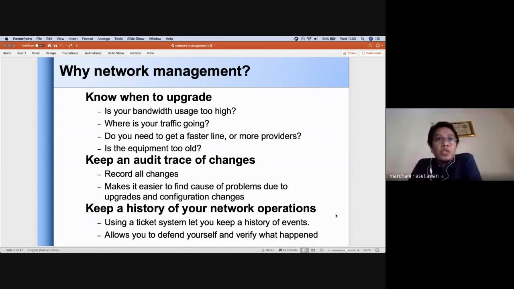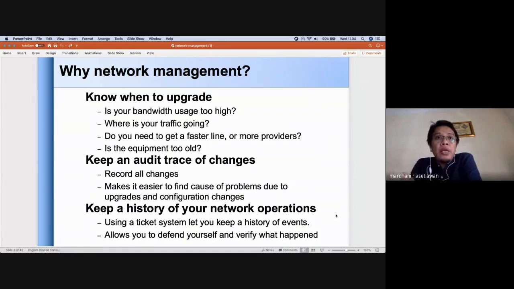And then this is a very important thing: keep an audit trace of changes. Yeah. So in network management, we need to record all changes, even those that happen in the architecture and topology. We also need to track changes in the IP address and so on. Why? This is very important because it makes it easier to find the cause of a problem when we do an upgrade or configuration change.